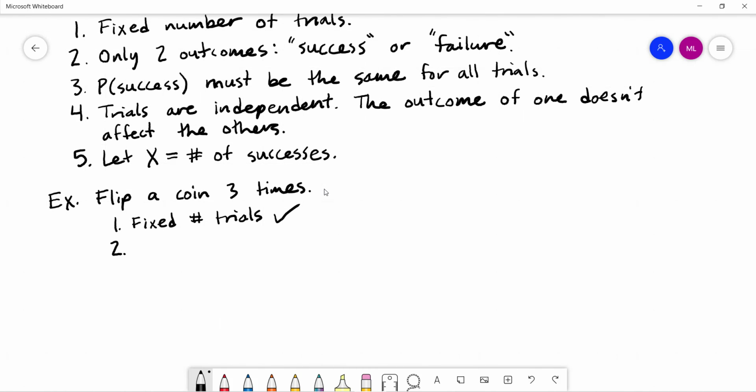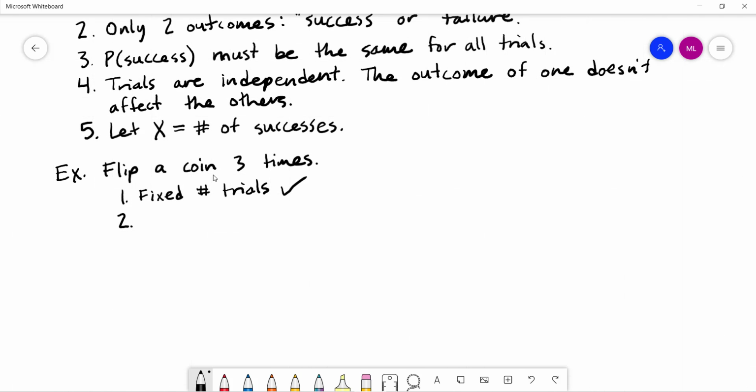Number 2, are there only 2 outcomes, success or failure? Well, when we flip a coin, we have 2 outcomes that are heads or tails. So we need to associate one of those outcomes with success and one with failure. So there are only 2 outcomes. We have heads and tails. We will characterize one of those outcomes as success and the other one as failure.